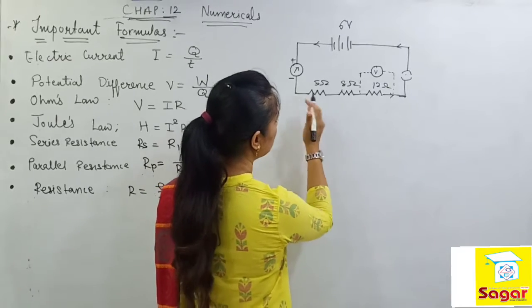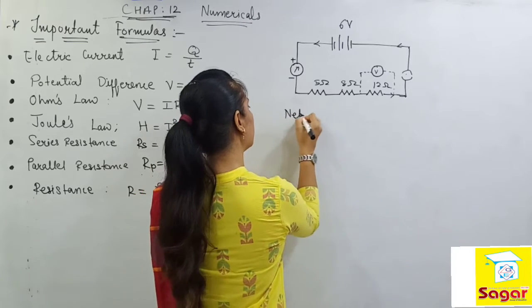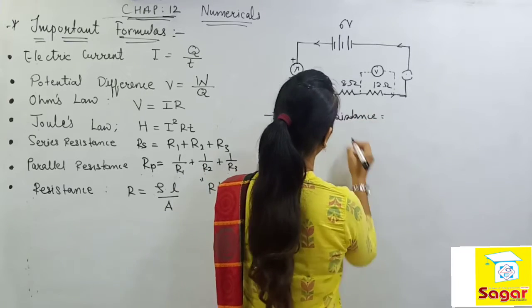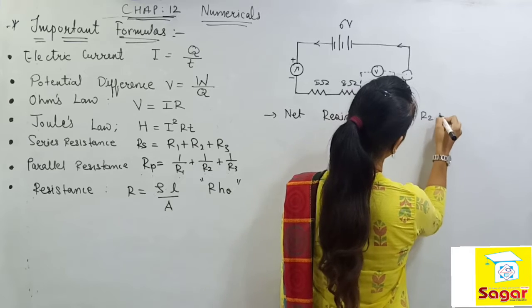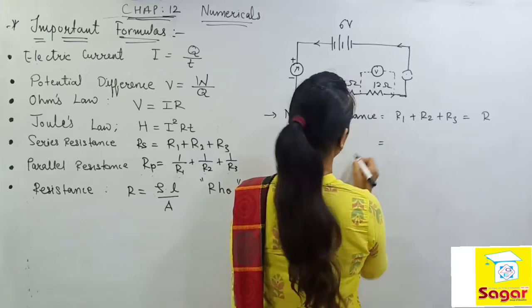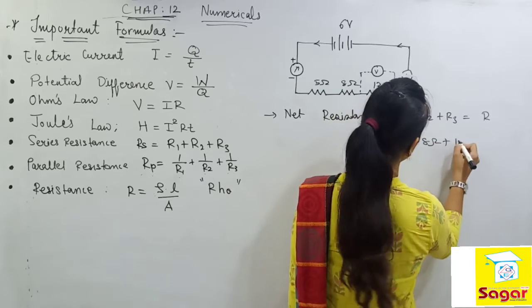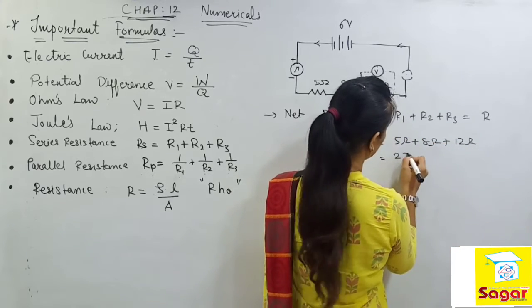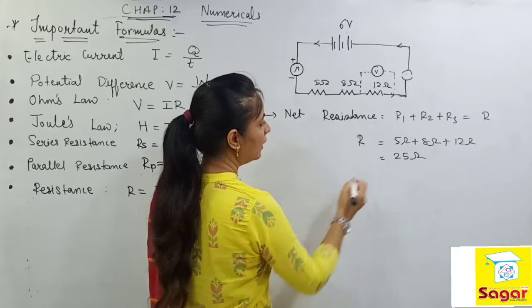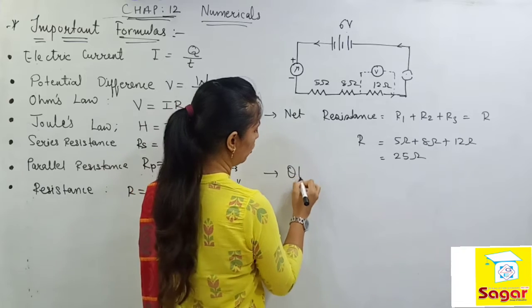So first of all, we have to find how much net resistance is provided in the circuit. So just write down net resistance, that is equal to R1 plus R2 plus R3, that is equal to R. So what is the value of this? R1 is 5 ohm plus 8 ohm plus 12 ohm, so that is equal to 25 ohm. Now the voltage I have, okay, and the resistance I have, so I can get the value of current by using Ohm's law.